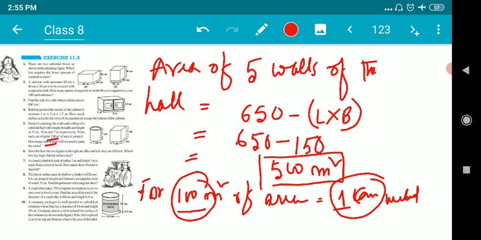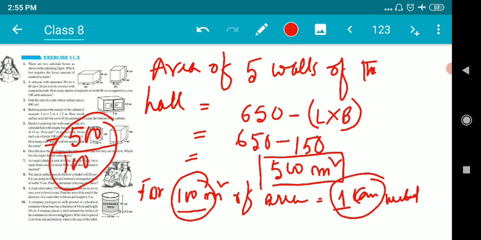Simply we will divide 500 divided by 100. Why are we dividing? You might be thinking, why have we divided the total area of all 5 walls by 100? Because 1 can paints 100 meters square of area. So naturally 100 meters square of area can be painted by 1 can. So how many 100 meters square are there in 500 meters square? Just by simply dividing we can get it.